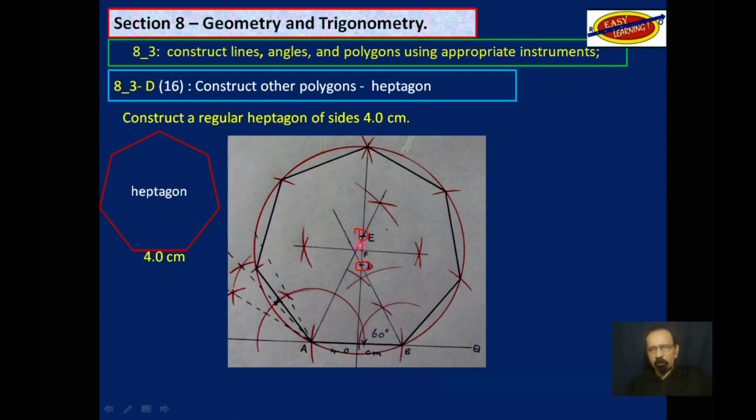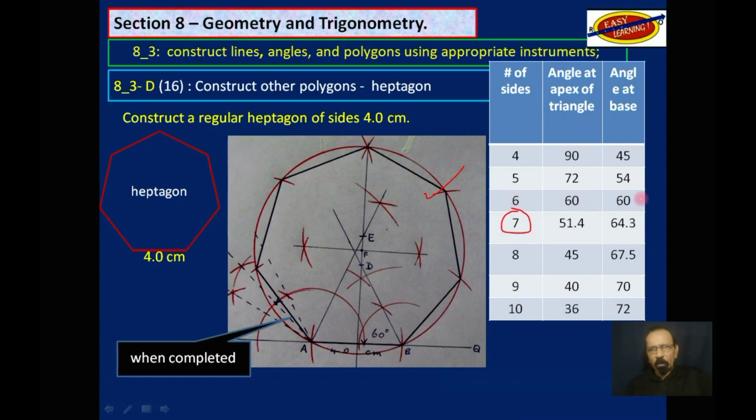What we have to do is bisect DE to get F and use that as the center of the circle for the heptagon, which is what we are going to do. So when completed, this is what we are aiming for. Seven side, as I said, we know how to find the center of the circle for six sides. We know how to find the center of the circle for eight sides. We will find those. We will divide the space between those to get for seven sides. We don't know how to construct 64.3, so we find a way to work around it.